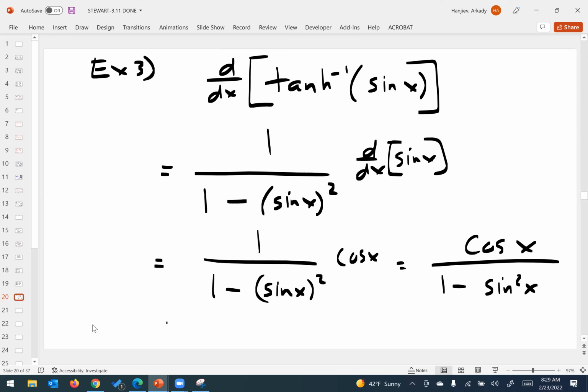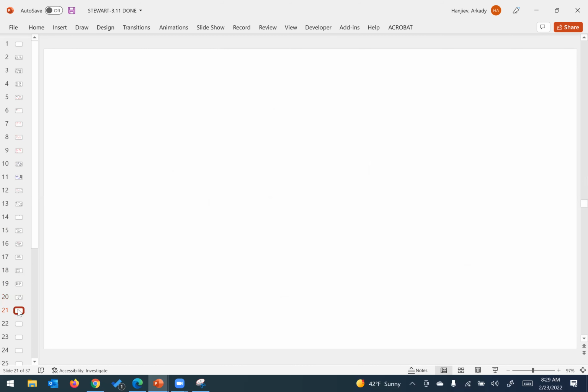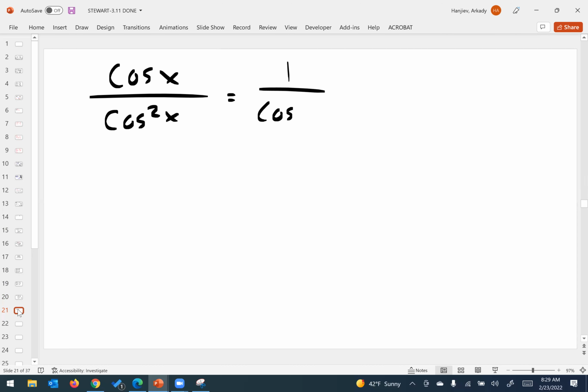So, cosine squared, absolutely. Now this is cosine of x over cosine squared of x, which makes 1 over cosine as they cancel. One of them's canceling. And then we get ourselves a good old secant of x. There it is.